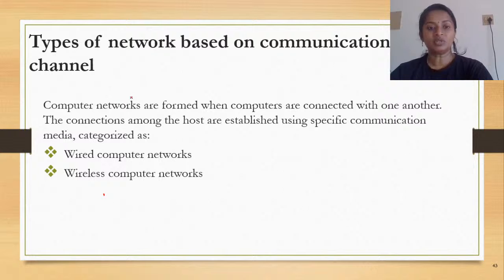Computer networks are formed when computers are connected with one another. Only when there are nodes do we say that a network is formed. When there are no nodes, there is no network formed, right? So what exactly is a computer network? They are formed when the computers are connected to one another. The connections among the hosts are established using specific communication media, categorized as wired computer networks or wireless computer networks. This is the main classification on the basis of the communication channel.